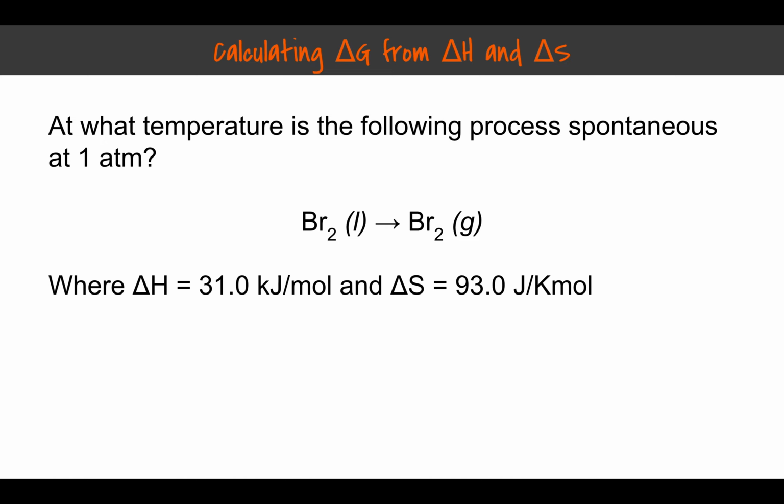Hopefully you remember that delta G is spontaneous when it is less than 0. So we are looking for a negative value. What we need to do is solve delta G for when it just crosses below that 0 point. So again, my plan is to find the temperature where delta G just becomes negative or goes below 0.